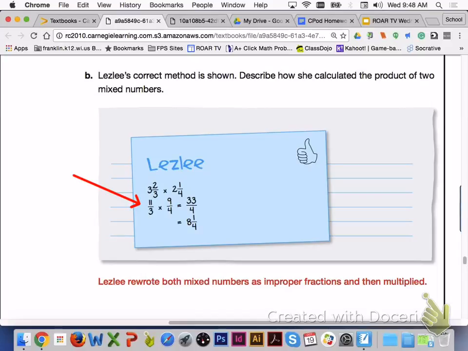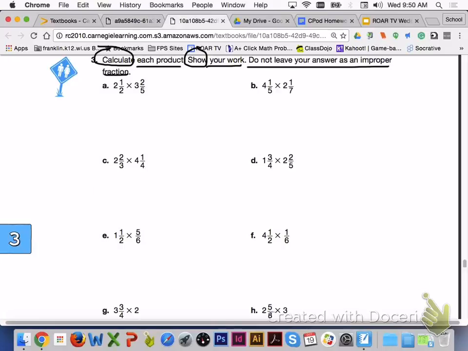Leslie rewrote both mixed numbers as improper fractions, and then she multiplied. She then turned her improper fraction into a mixed number and made sure that the fractional part was in simplest form. Turn to page 198, using what you now know about the different methods of multiplying fractions and mixed numbers. Answer number 3, letters A through H with your group members.